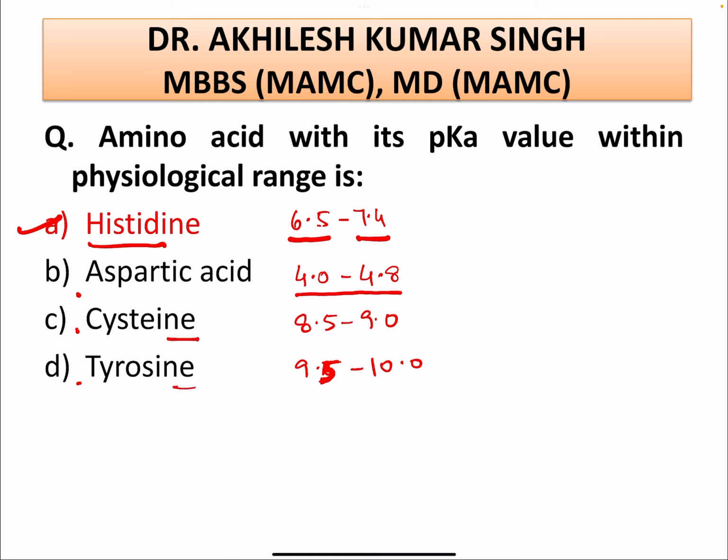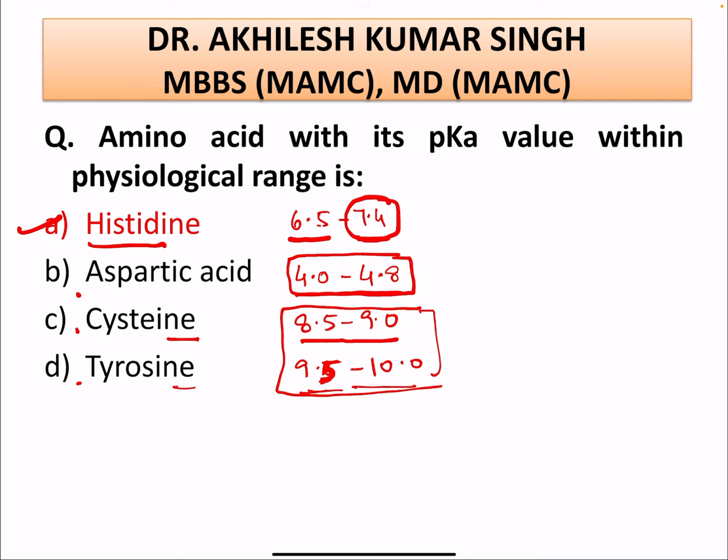Cysteine has a pK value of 8.5 to 9.0, and tyrosine 9.5 to 10.0. These two have pK values more than the pH of the blood. And aspartic acid has a pK value less than the pH of the blood. So histidine is near around the pH of the blood, so it will have its pK value within the physiological range. So the answer will be A, histidine.